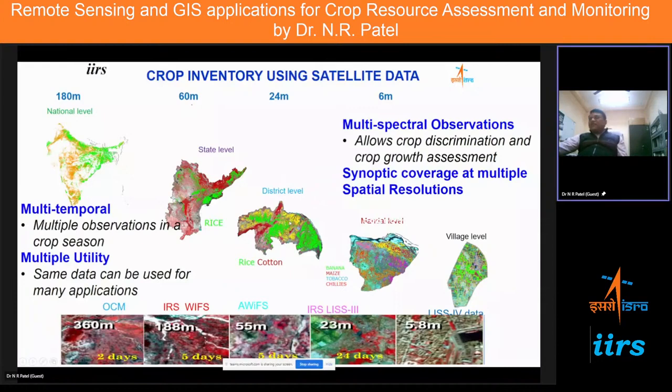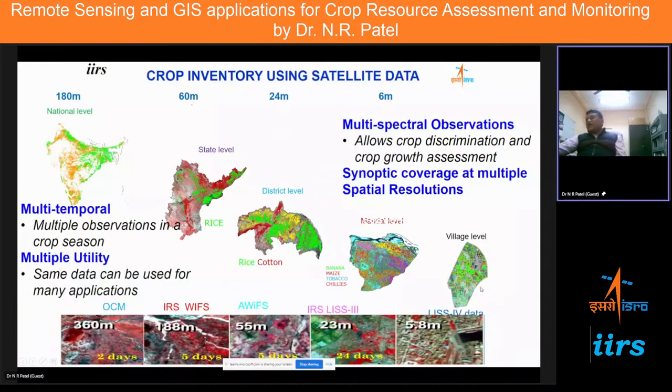Then at district level, you can use these three kinds of satellite resolution, 24 meter, with a 24-day repeat also. Here you can get a greater number of classes: the classification will improve for rice, cotton, two or three crops. At Mandal level, which means block level, you can map many more crops with a higher resolution of 6 meters.